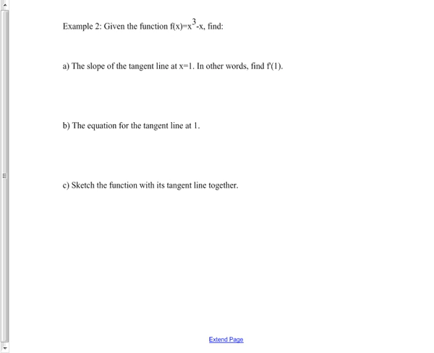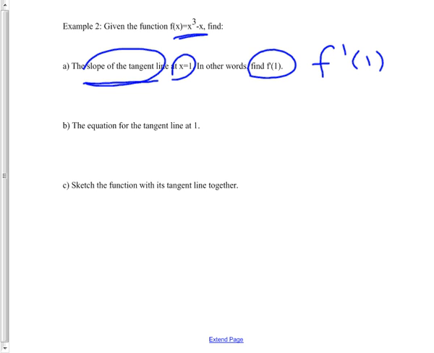So let's say that we're given the function x cubed minus x. So we want to find the slope of the tangent line at x equals 1. Well, the slope of the tangent line, in other words, that's f prime of 1, the derivative at x equals 1. Two different ways of saying it. So how do we do that?